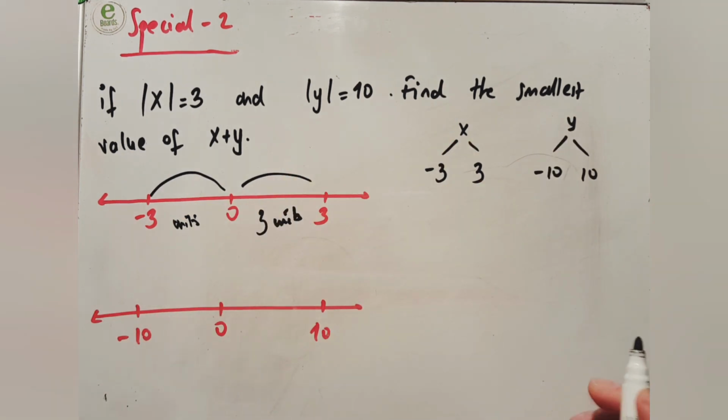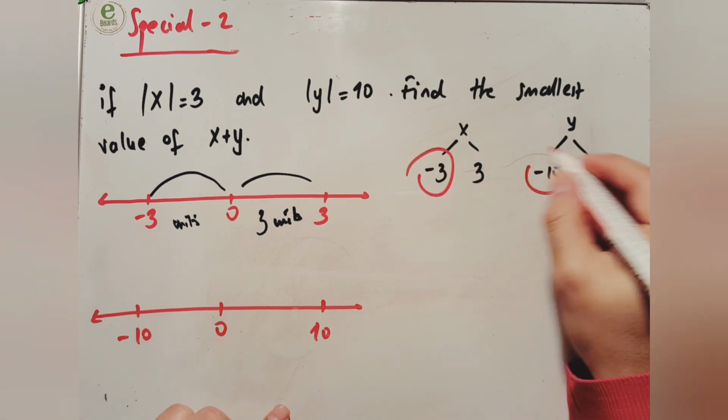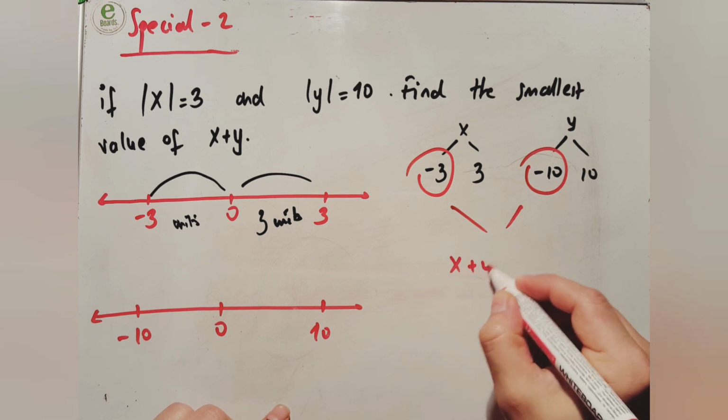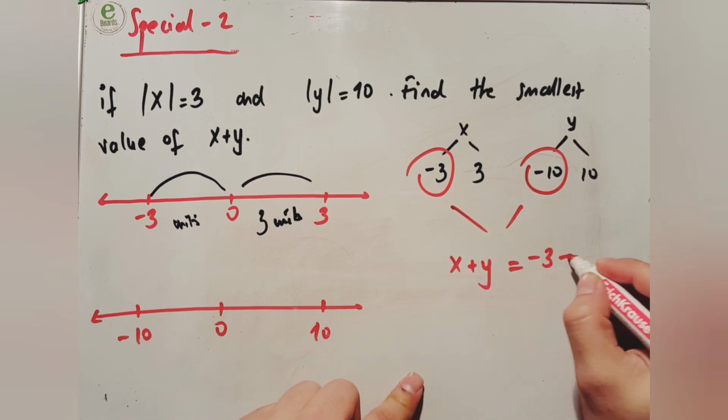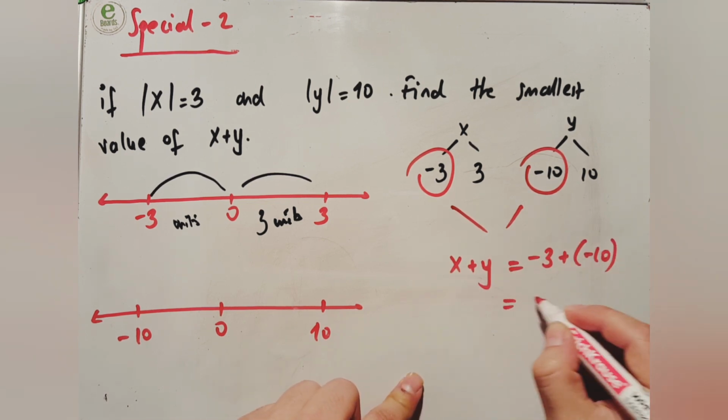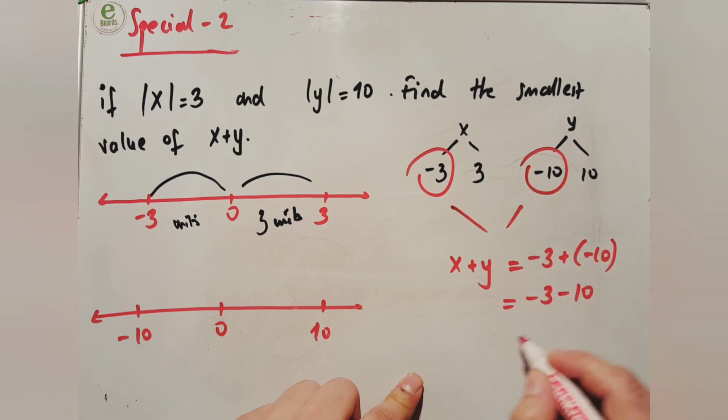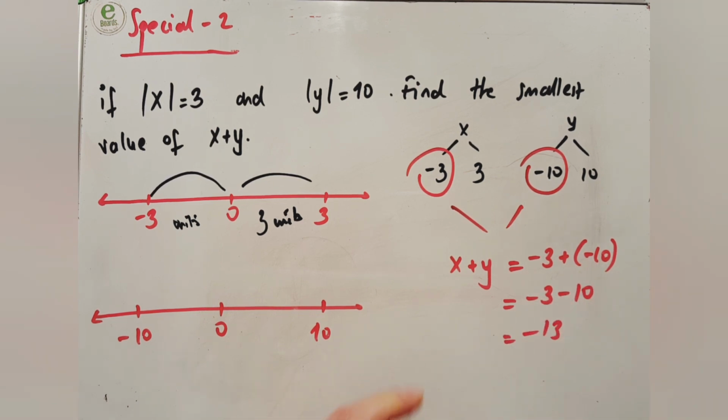And we have to find the smallest value here. So I'm going to take both negatives, negative 3 and negative 10. What is the sum of x plus y? Negative 3 plus negative 10 is equal to negative 3 minus 10. It is negative 13.